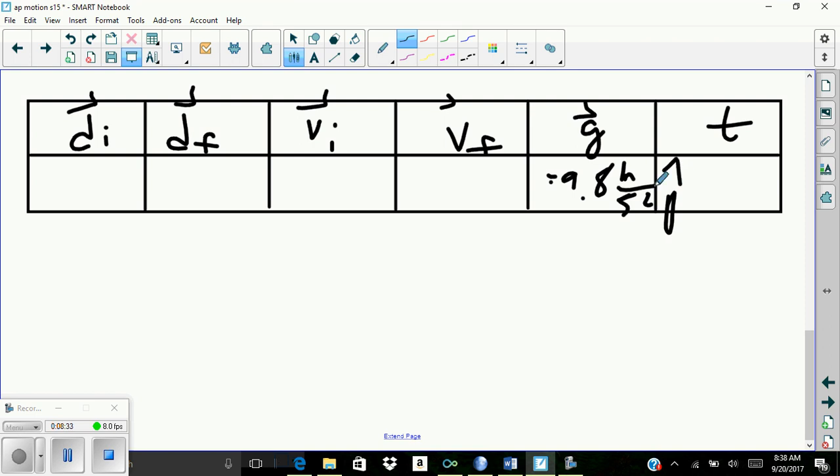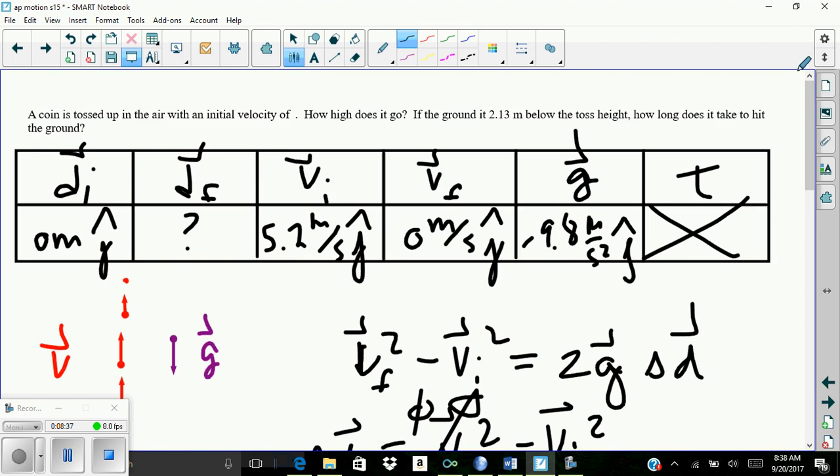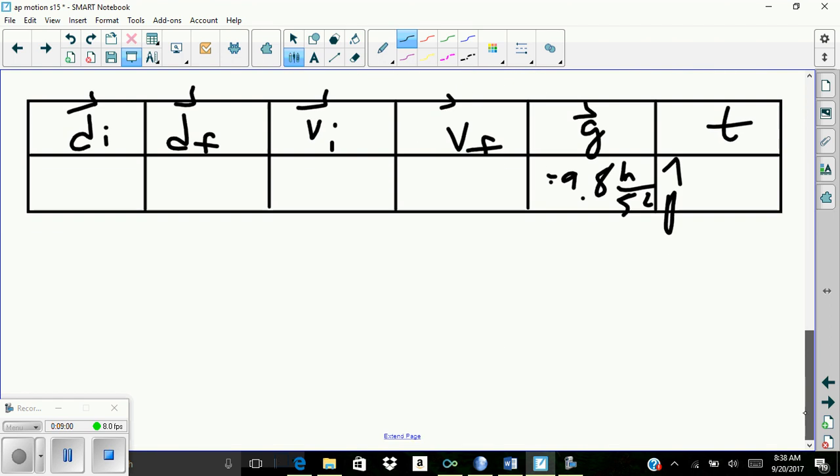Here, let's see what happens in this problem. For this part, it says, how long does it take to hit the ground? So that's a time. I mean, how long, you usually think length. And remember that from our initial lectures. You got to be careful because a lot of problems are worded this way. How long does it take? So that's actually a time. And it says if the ground is 2.13 meters below the toss height.